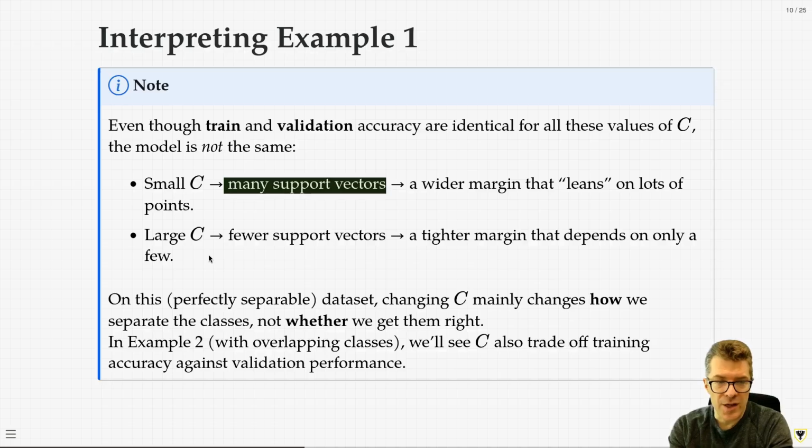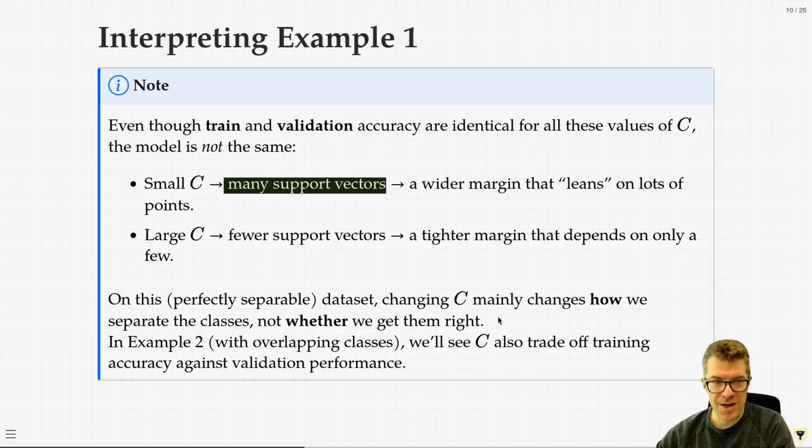I mentioned in Module 19 this sort of mnemonic to remind you of some of the hyperparameters we're dealing with when we're dealing with kernel methods, what bigger values of these hyperparameters mean with regards to overfitting and underfitting, what lower values of these hyperparameters might mean for overfitting and underfitting. So you remember what I discussed in that module, and you can apply it here. This is a perfectly separable data set. So changing C basically just means how we separate the classes, not whether we separate the classes.